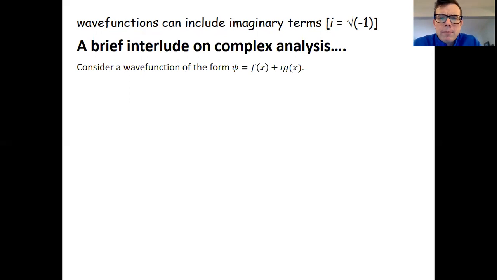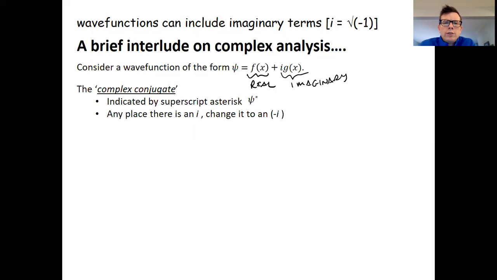And so let's consider a wave function of this form. Right? Psi equals f(x) plus i times g(x). f(x) here is called the real part of the function, right? Because it contains only real terms. This is called the imaginary part of the function, right? Because it has an imaginary i term in it.